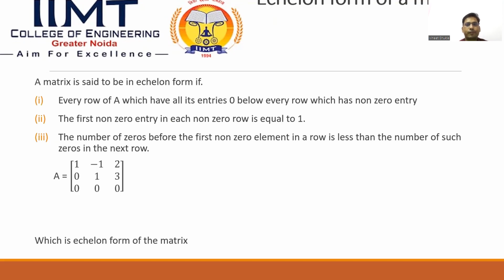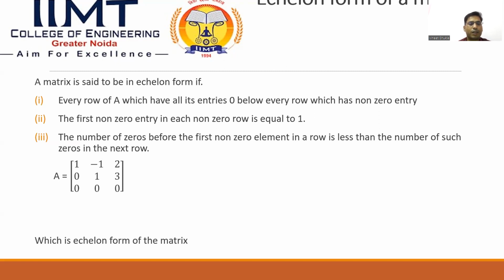Now, echelon form of a matrix. A matrix is said to be in echelon form if every row of A which has all its entries 0 lies below every row which has non-zero entries. The first non-zero entry in each row must be 1, and the number of zeros before the first non-zero element in each row is less than the number of such zeros in the next row.